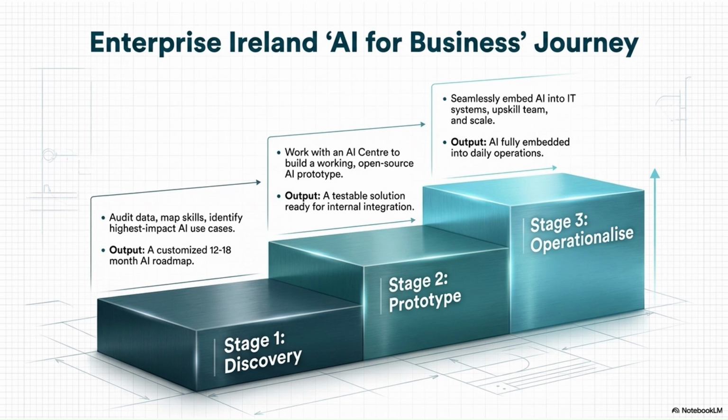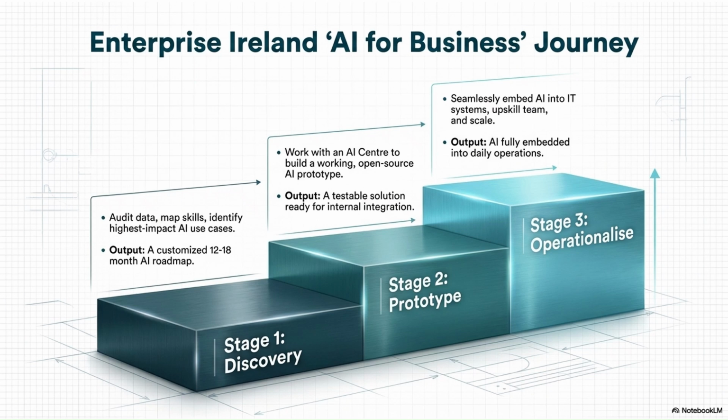So Enterprise Ireland have this AI for Business, and there's more information on the site where the course is. First of all, they have stage 1 called Discovery, and the output from this is you do a data audit, map skills and identify the highest impact AI use cases. And the output from this is a customized 12 to 18 month AI roadmap. So they help with funding that.